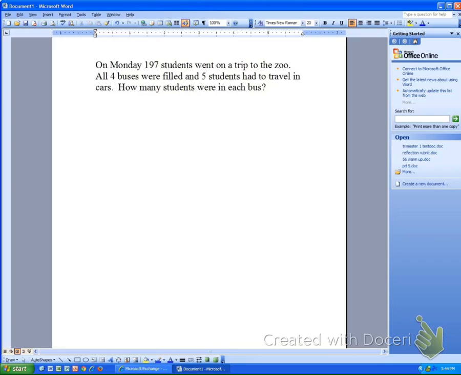So on Monday, 197 students went on a trip to the zoo. All 4 buses were filled, and 5 students had to travel in cars. How many students were in each bus?